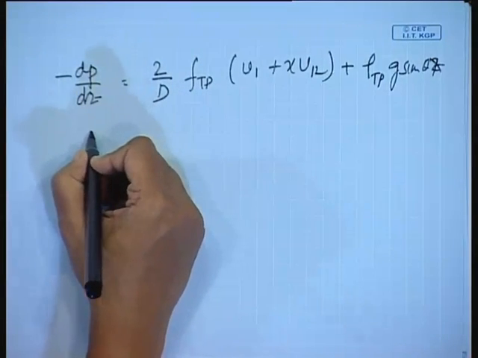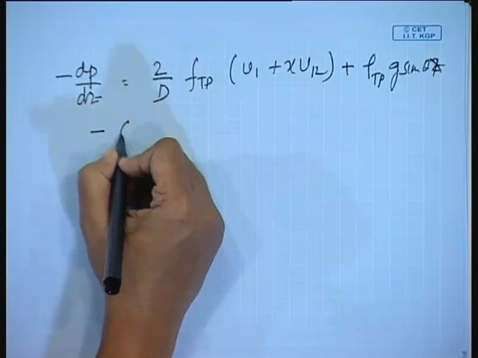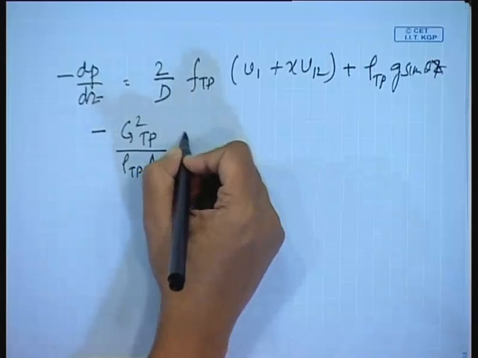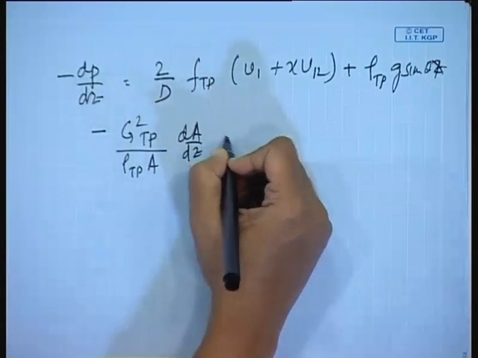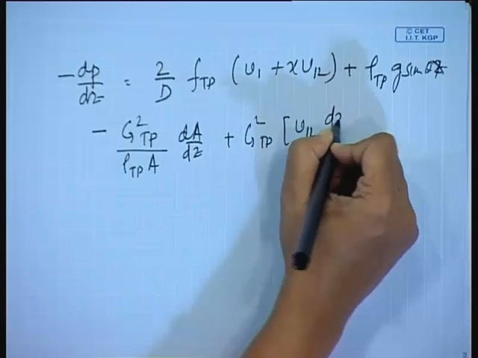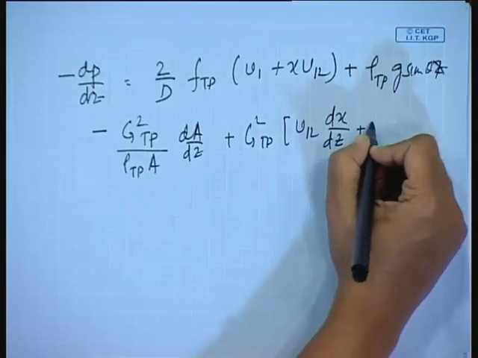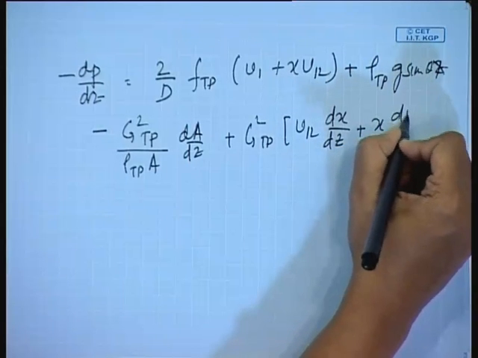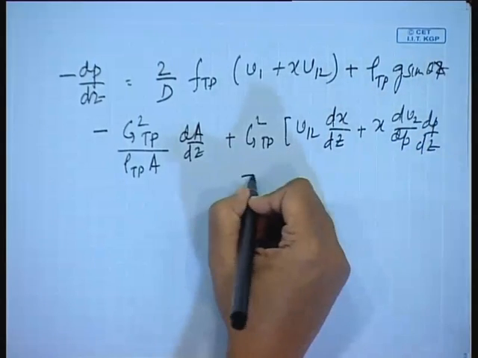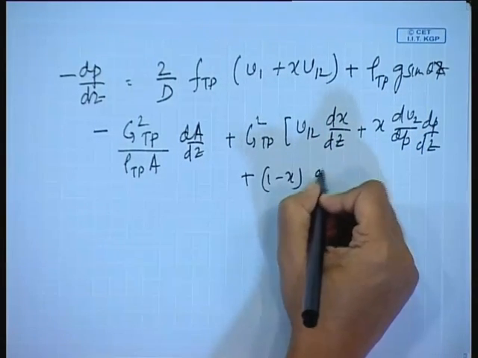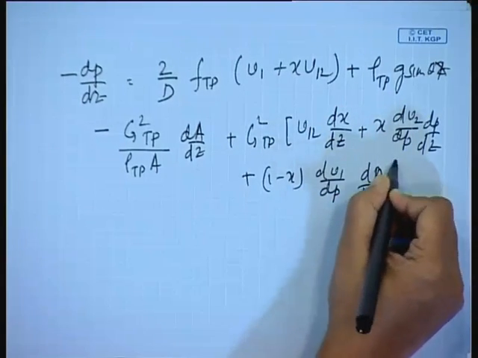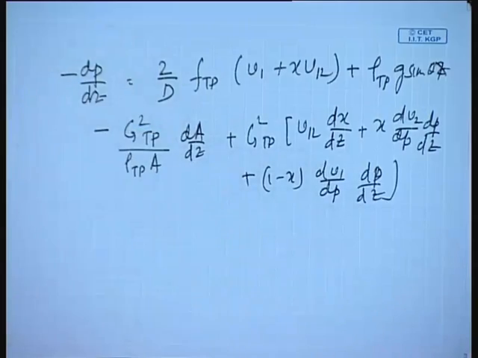Plus this is the other term due to area change, then we have those particular terms due to quality change. So, this is the total expression for the pressure gradient.